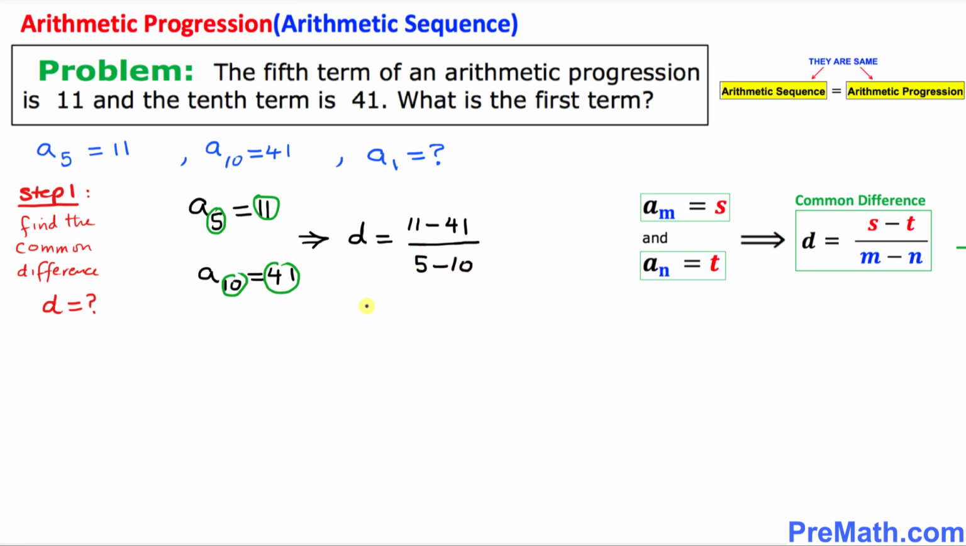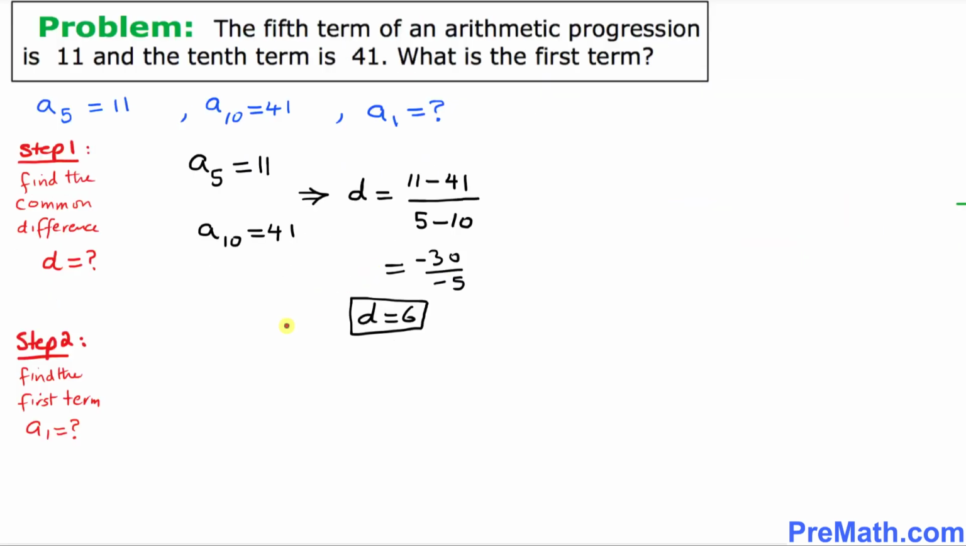That's pretty much it. And now let's go ahead and simplify this thing. So d is equal to, on the top it's going to be negative 30 over negative 5. So d simply turns out to be positive 6. That's our common difference. And now in the second step, we are going to find the first term, which is a of 1. We want to find out.